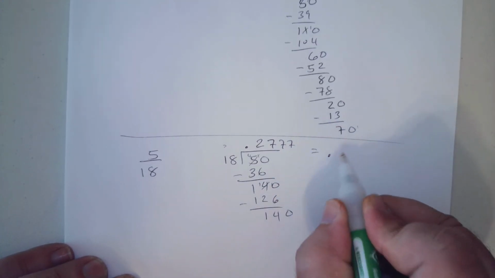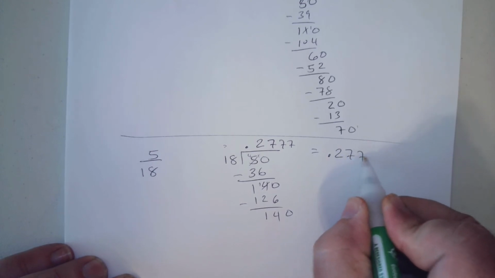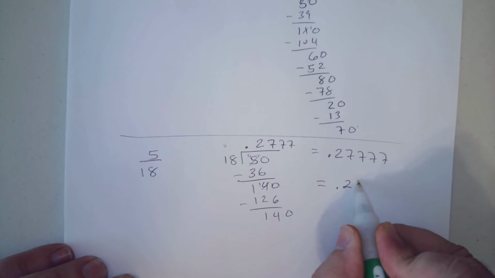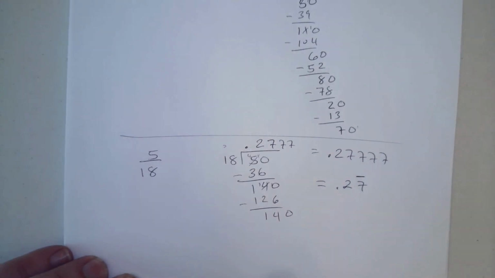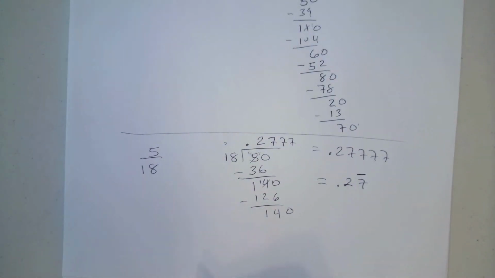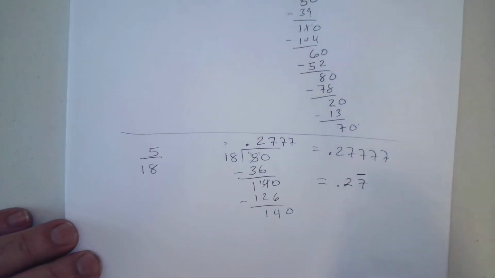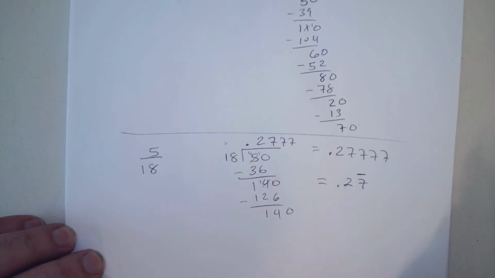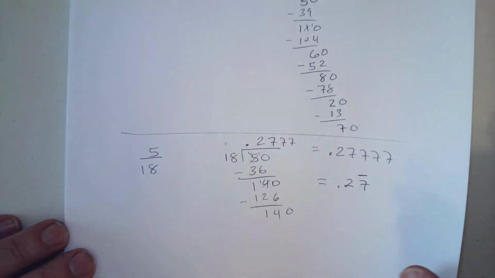So the answer here is 2.7777, which means since the 7s repeat, the bar only goes on top of the 7. Yeah, so the bar goes over the repeating part. Since the 2 only occurs once, it doesn't go over there. Be very careful where you put that bar. It changes the answer.